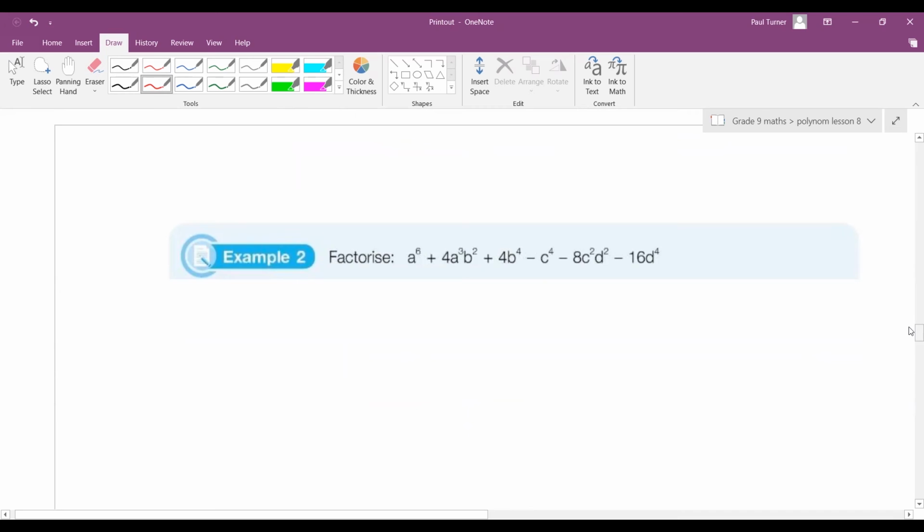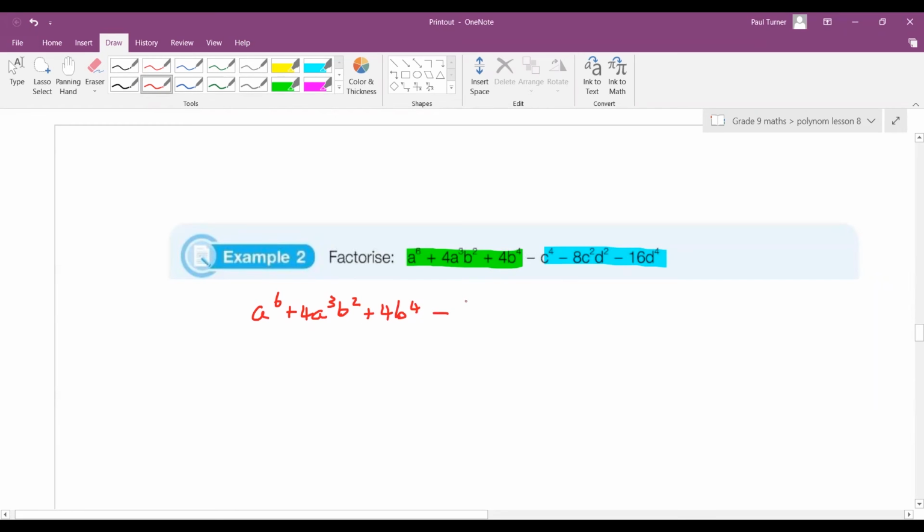Right, for this one, you've got 2 bits. You've got this bit here. So you've got a, b, b. So you may recognize that from yesterday. And we've got c, c, d, d. So we actually have 2 things that are similar to yesterday. So we could write that out as a^6 plus 4a^3 b^2 plus 4b^4.